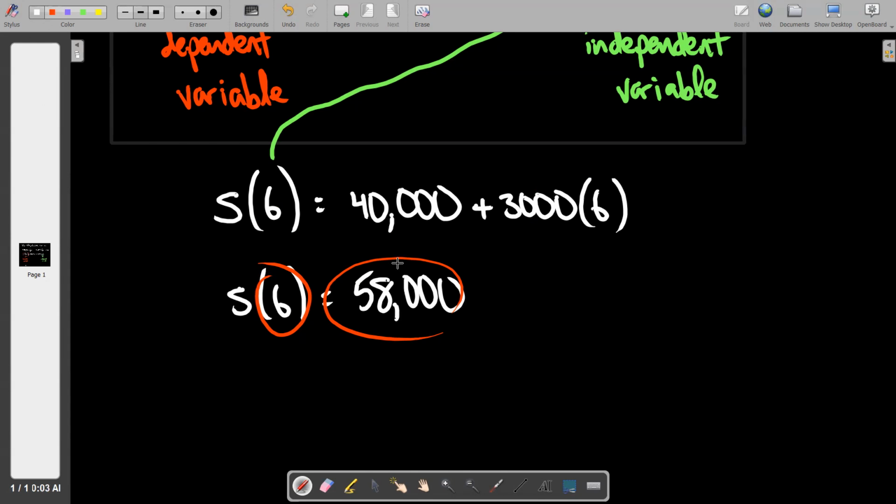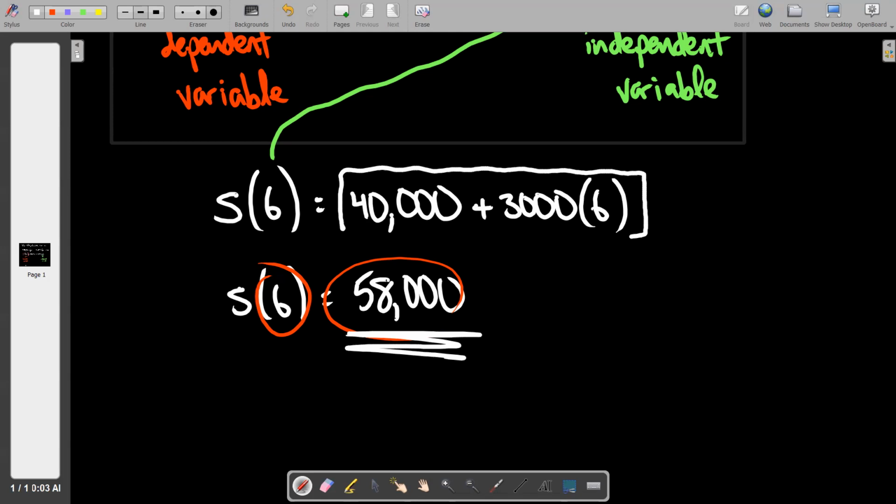That's not your total after 6 years. This is how much you'll make every year after 6 years. Every year you make $40,000 plus 3,000 times the number of years that you've been there. Is that what you're asking? Were you thinking like I've made 58,000 in 6 years?